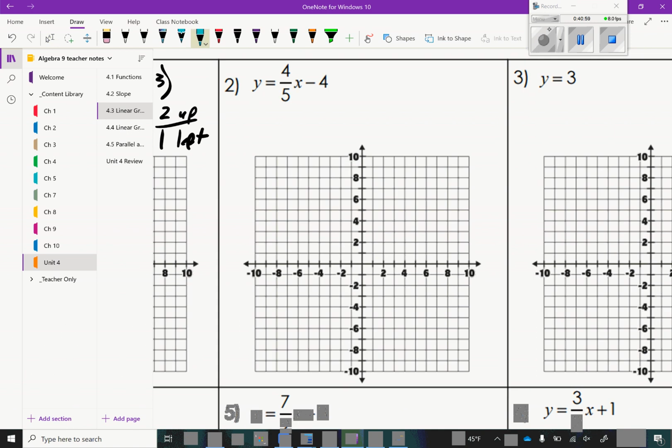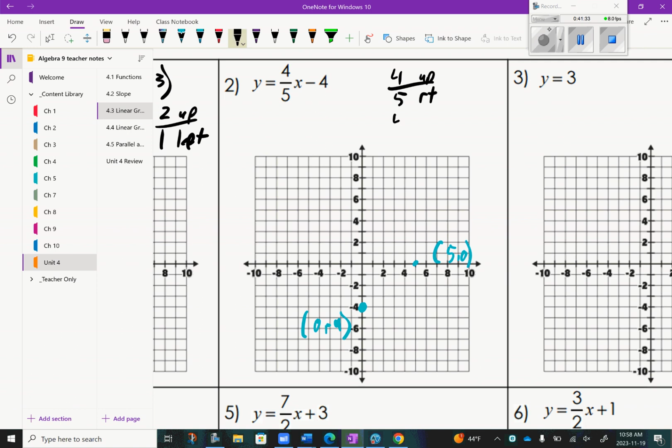We have y is equal to 4/5 x minus 4. So that means my y-intercept is down here at 0, negative 4. My slope is 4/5, so that means I go 4 spaces up and 5 spaces to the right. That'll give me another point on my graph. So if I count up 1, 2, 3, 4, I'm right there on the x-axis. 1, 2, 3, 4, 5. That puts me at the point 5, 0.